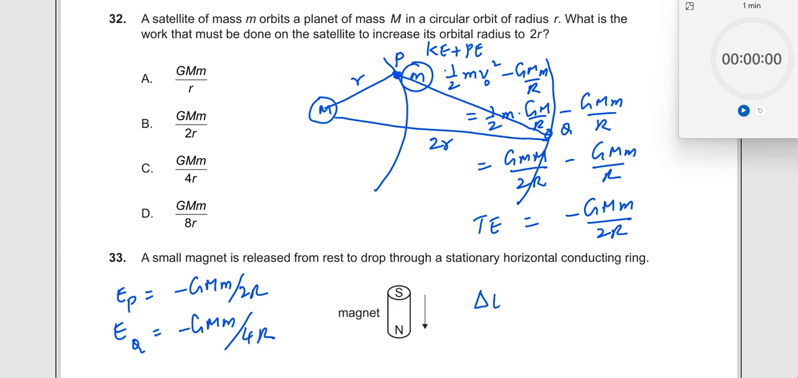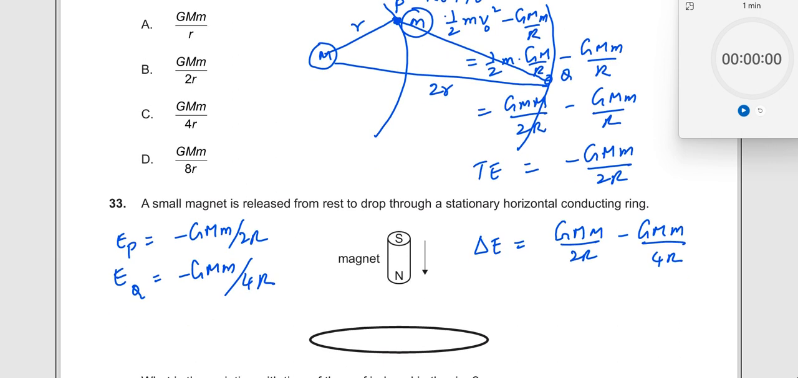So your delta E should now be equal to what? It should be GMm by 2r minus GMm divided by 4r. I have just taken the magnitudes, I have not taken anything else. So based on this, I will get the answer as GMm divided by 4r, because all the answers are in terms of positive value. Thus the answer here is C.